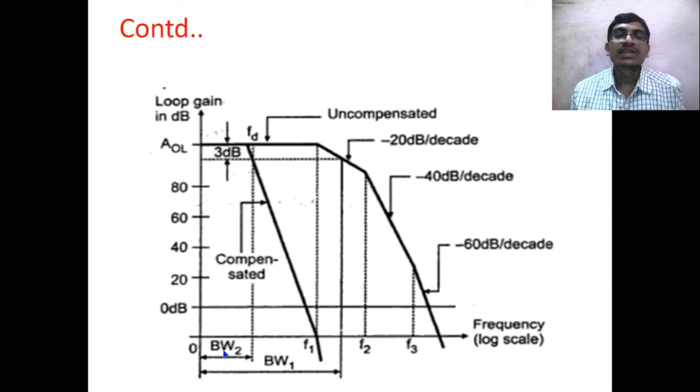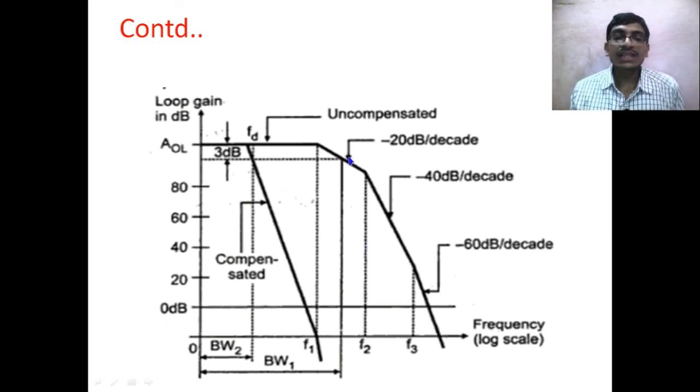Let us see the frequency response of the dominant pole compensation network. Here on the x-axis we have taken the frequency, on the y-axis the loop gain, and this is the frequency response curve of the uncompensated amplifier. The uncompensated amplifier has different roll-off rates. The roll-off means how fast the gain is decreasing.